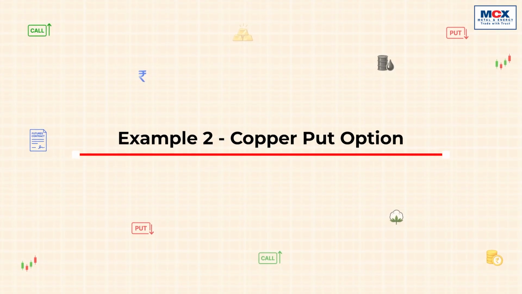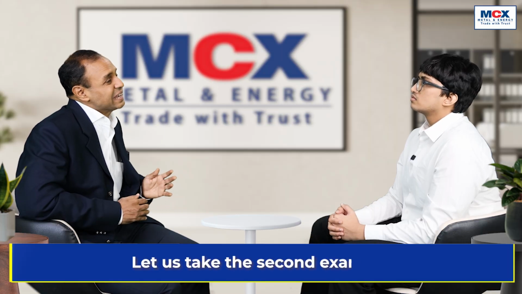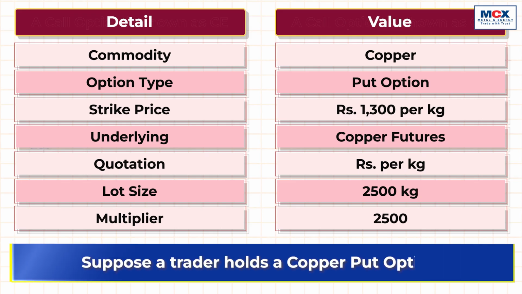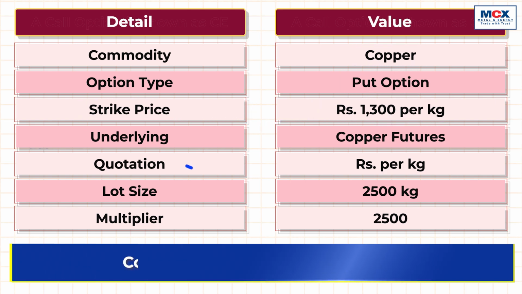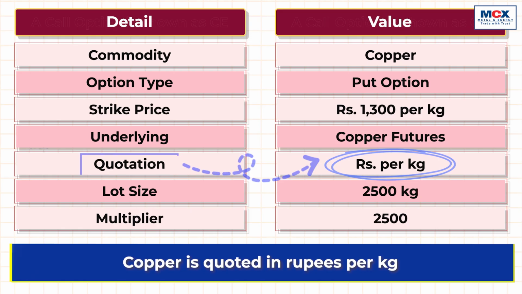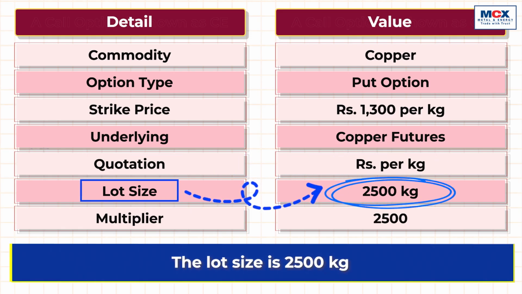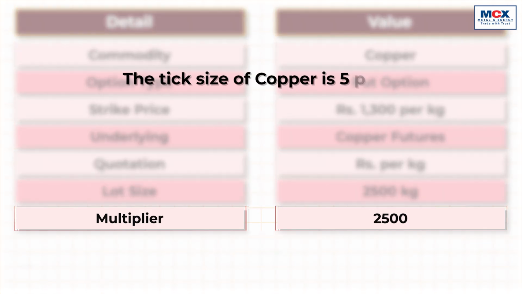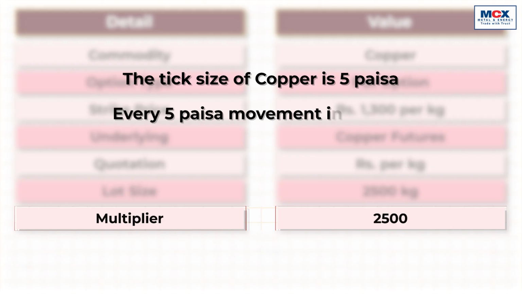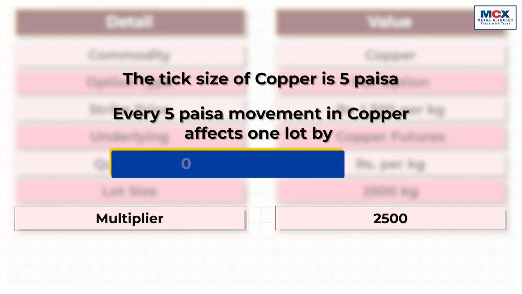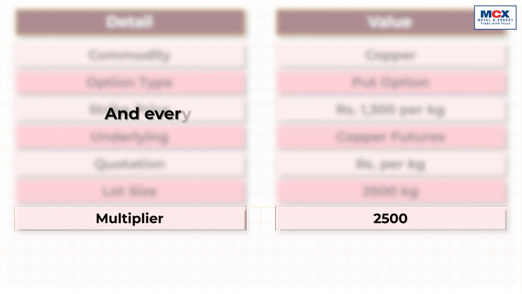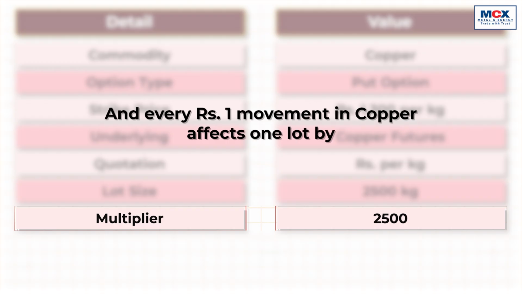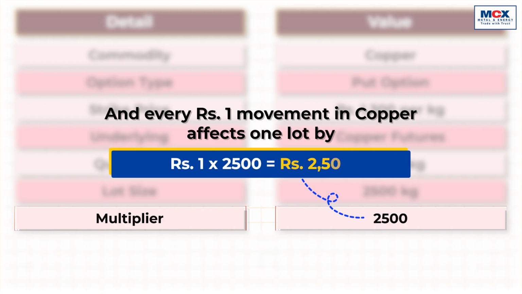Example 2. Copper put option. Now let us take the second example. Suppose a trader holds a copper put option with a strike of Rs 1,300 per kg. Copper is quoted in rupees per kg. The lot size is 2,500 kg. The tick size of copper is 5 paisa. Every 5 paisa movement in copper affects one lot by 0.05 into 2,500 equal to Rs 125. And every Rs 1 movement in copper affects one lot by Rs 1 into 2,500 equal to Rs 2,500.